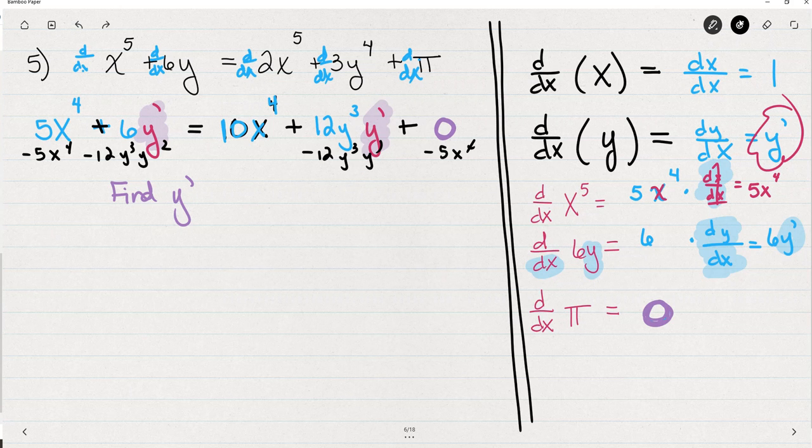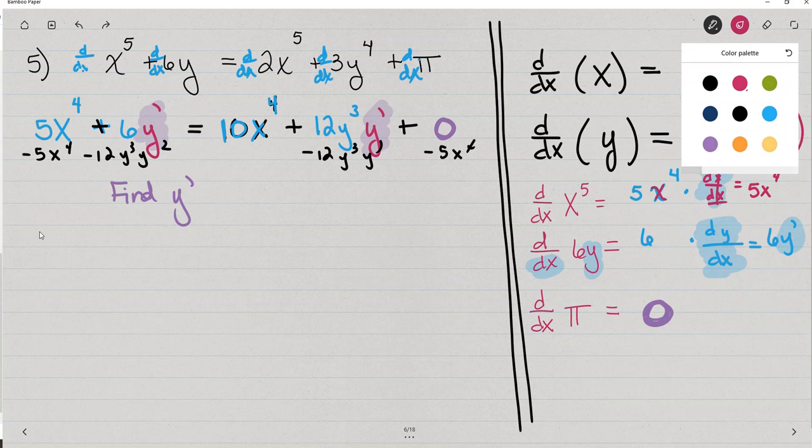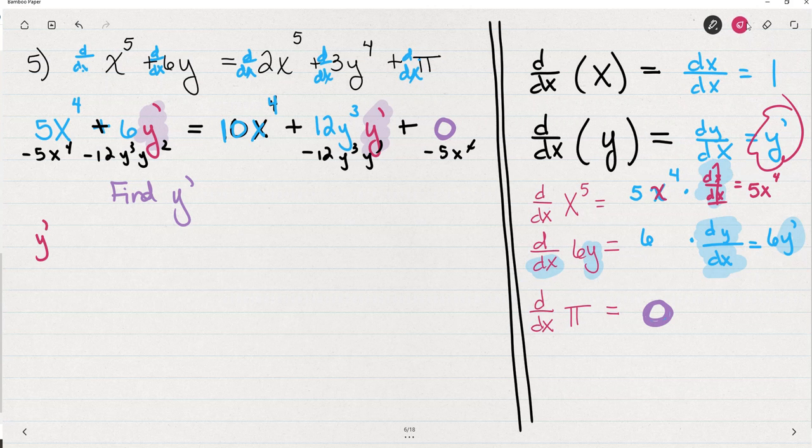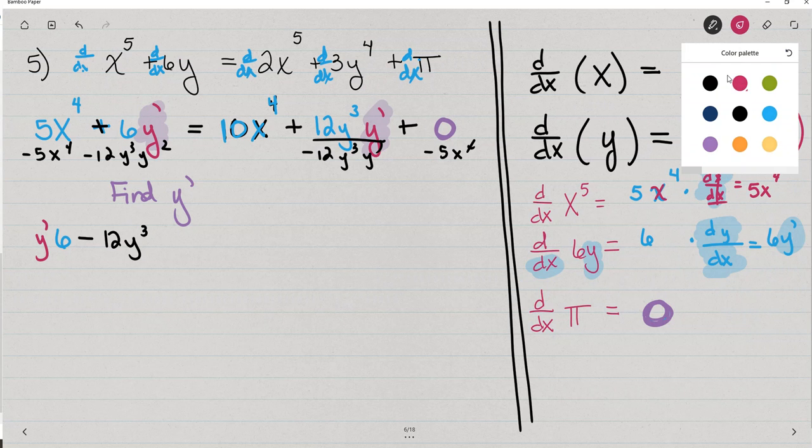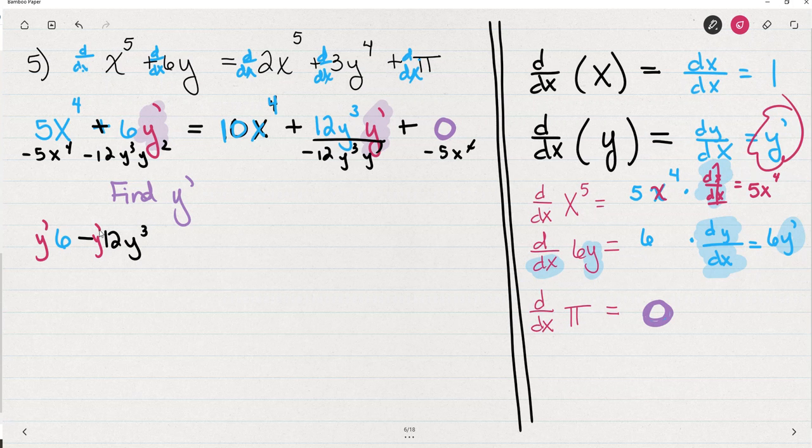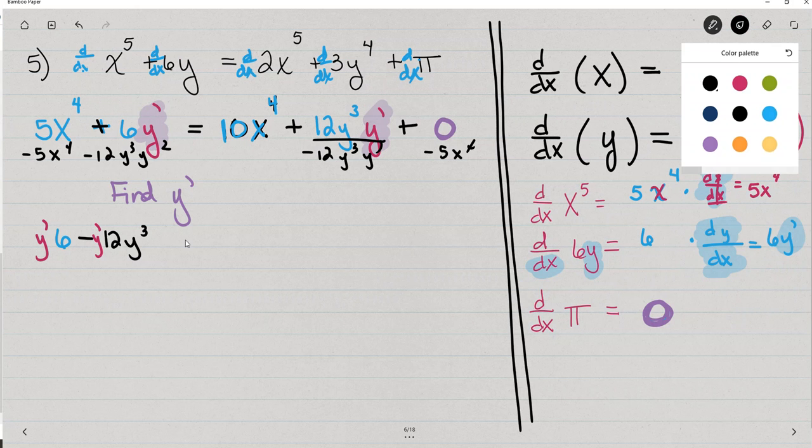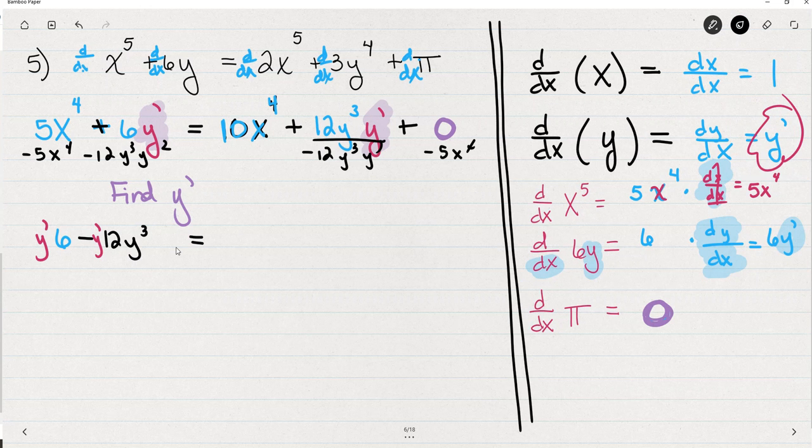For y prime terms, I have y prime times 6, and then from the other side, when I move this 12y cubed y prime over, I've got minus 12y cubed y prime. I'm going to put the y prime up in front in both of those. You might see why in just a minute. And this is the extra step that you might not always show. And this is equal to this 10x to the 4th minus 5x to the 4th.